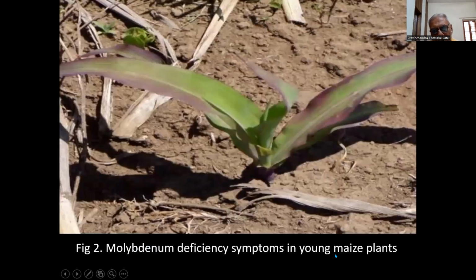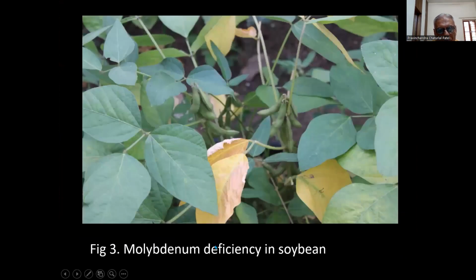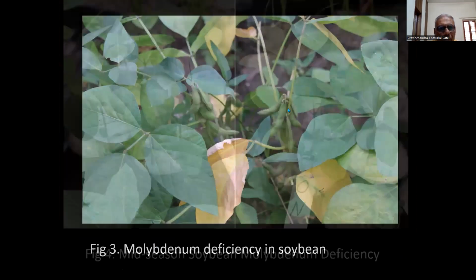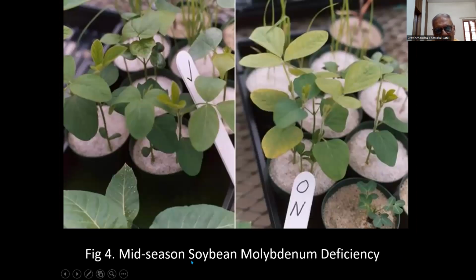Then molybdenum deficiency symptoms in young maize plants. Maize is also known as corn. So you can see the typical deficiency of molybdenum in the corn or maize crop. Then molybdenum deficiency in soybean. So you can see here mid-season soybean molybdenum deficiency, the deficiency of molybdenum in the soybean crop.